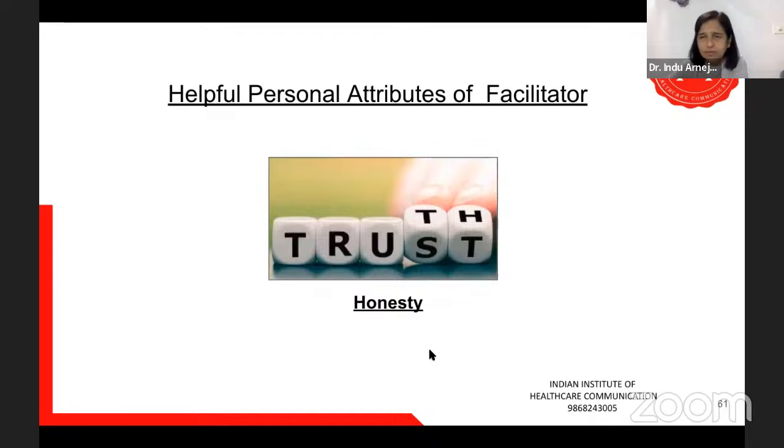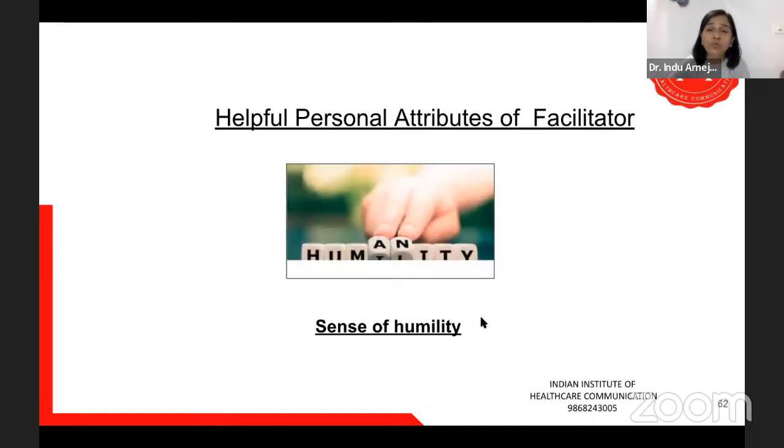Honesty, I think there is no replacement for it. If you are not truthful, ultimately people will lose trust in you. There's a saying that you can't put a wooden utensil on fire twice. The same way, if you are not trustworthy, your audience will not trust you. And for that, you have to be a good role model. So what you teach, you have to practice. You have to actually demonstrate. A sense of humility, because any arrogance, any kind of misbehavior, disrespectful behavior can ruin your program. So you have to remember that humility is the only way to connect with your audience.